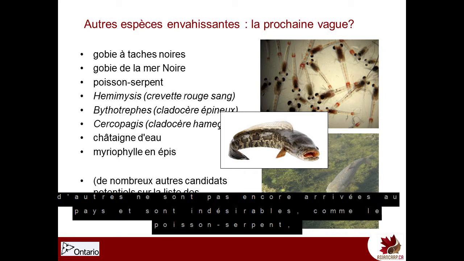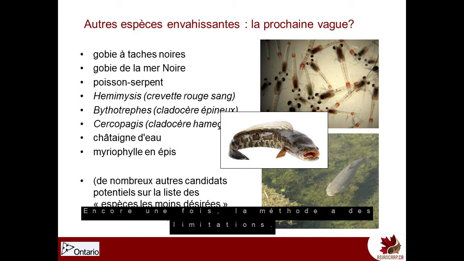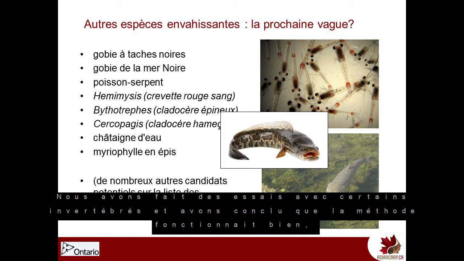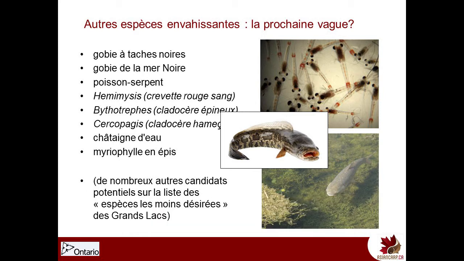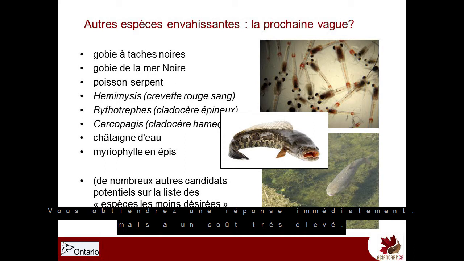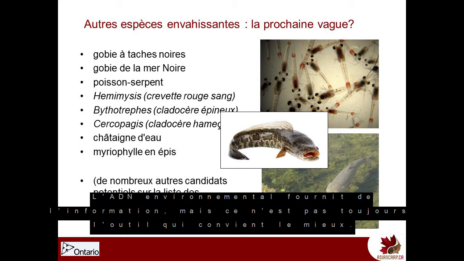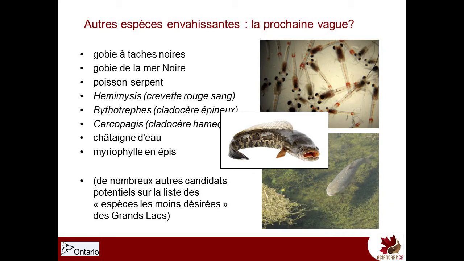Other ones we have not yet arrived, but we do not want them, like this northern snakehead, the fish pictured in the middle. And again, there are limitations to this method. We've tried them out on some invertebrates and found that they work, but in this case, it's more effective to go out with a plankton net. You will get an immediate answer, very inexpensive. So the environmental DNA will give you information, but it's not always the best tool to reach for.